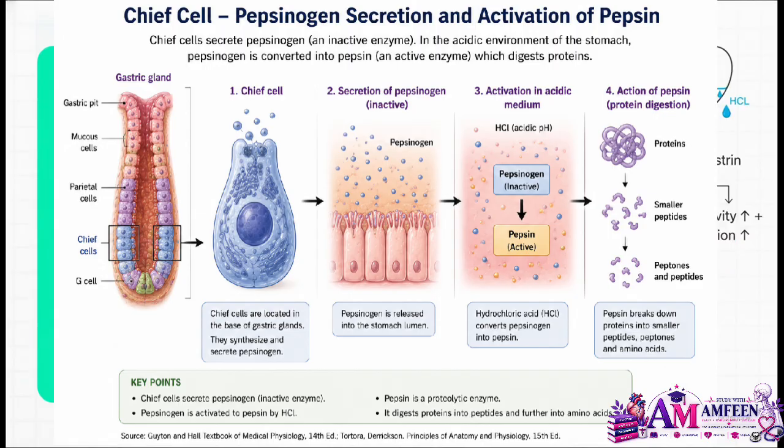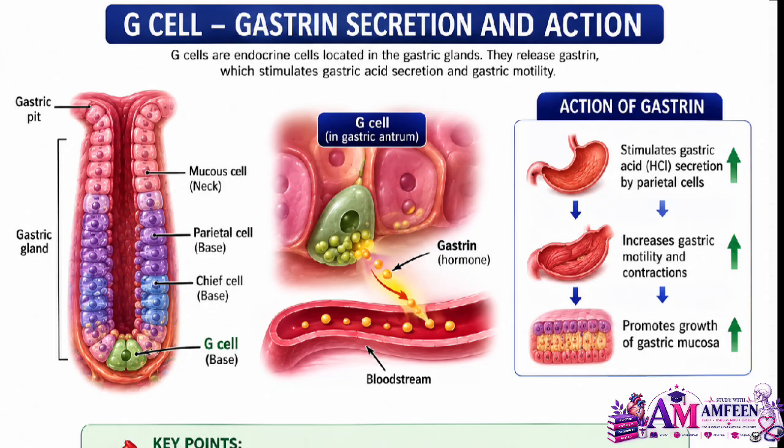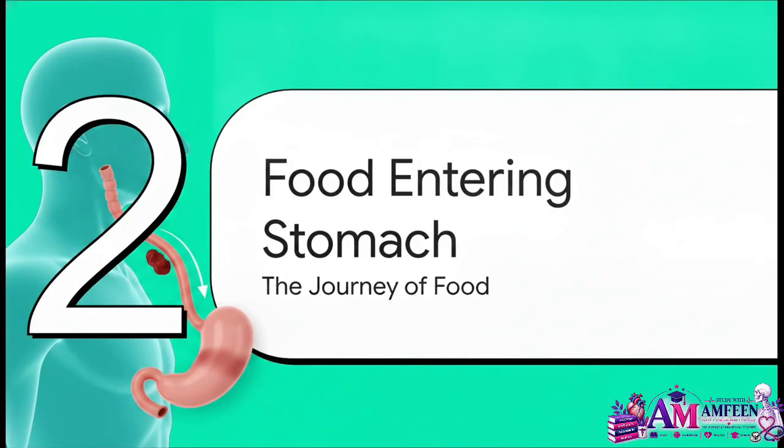Finally, we round out the team with G cells. These are endocrine cells, and their job is to produce a hormone called gastrin. You can think of gastrin as the manager. It basically stimulates overall gastric activity and signals for even more gastric acid secretion to keep the whole digestive process moving.